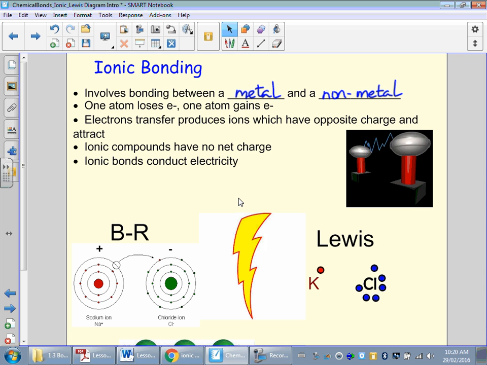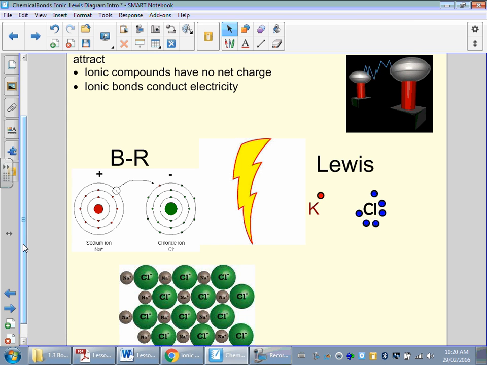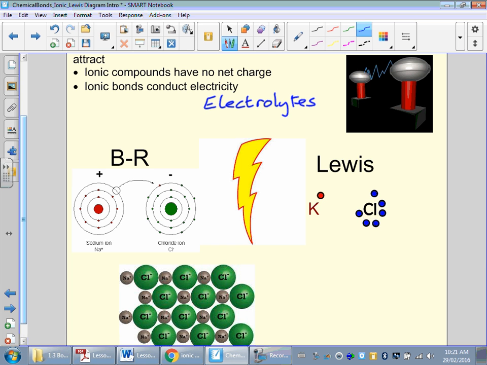It is very important to say that ionic compounds have no net charge, so those charges should balance within the compound. So you have a +1 and a -1, they balance and become 0. And ionic compounds conduct electricity, so because they are electrical conductors, they are sometimes referred to as electrolytes. Okay, so they are good electrolytes.